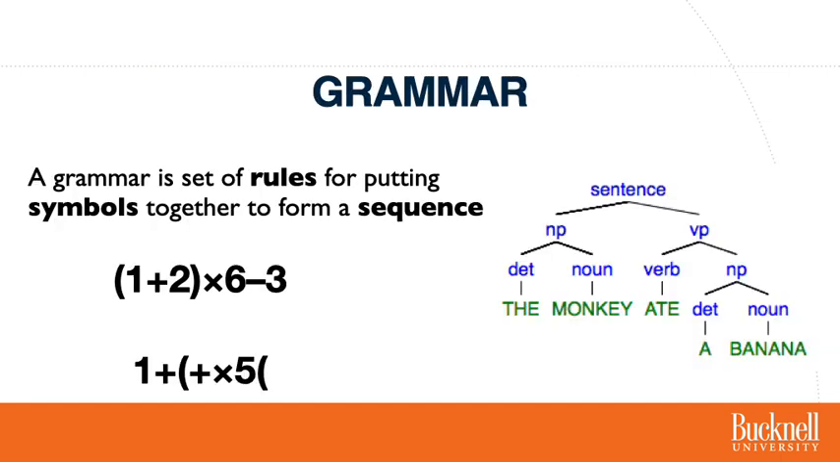A grammar is a set of rules for putting symbols together to form a sequence. For example, brackets 1 plus 2 times 6 minus 3 follows the rules for math, whereas 1 plus bracket plus times 5 bracket does not follow the rules for math grammar. The monkey ate a banana follows the rules for English grammar. Conversely, banana monkey ate the does not.